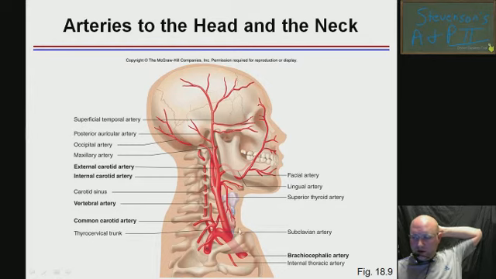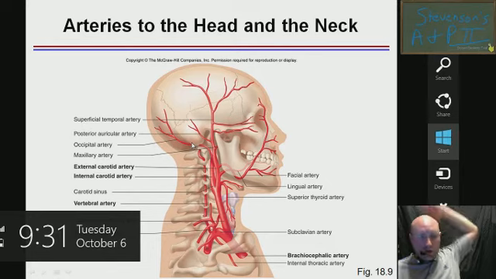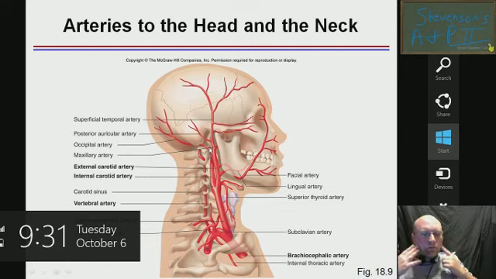Your subclavians down here, brachiocephalics. The superior temporal artery we already talked about. We'll start from there and branch back down. Posterior auricular artery, that goes to your ear. Auricle goes to your ear. Occipital artery, occipital part of the head, it goes directly to that area. Maxillary, maxilla, your bones up here, and then you got your mandible.